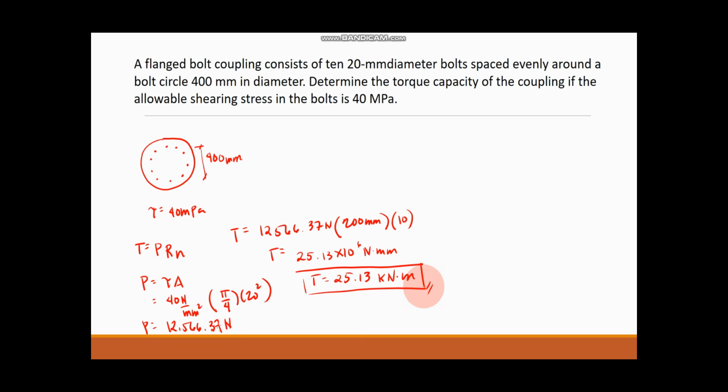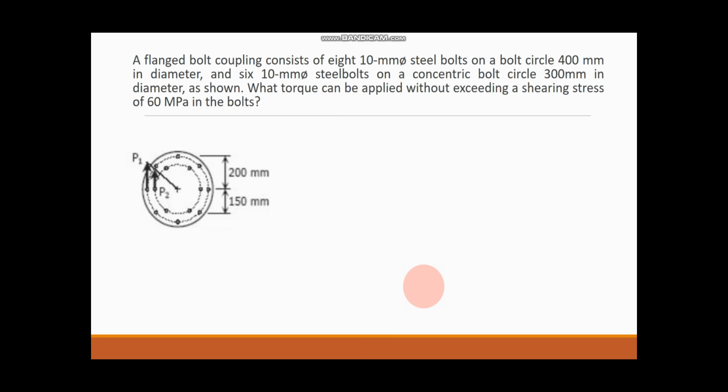So this is the final answer. Next, a flange bolt coupling consists of 8 10mm steel bolts on a bolt circle 400 mm in diameter and 6 10mm diameter steel bolts on a concentric bolt circle 300 mm in diameter is shown. What torque can be applied without exceeding a shearing stress of 60 megapascal in the bolts? So at the outside bolt circle, we have 8 pieces of 10mm steel bolts, and the inner bolt circle has 6 pieces of 10mm steel bolts.